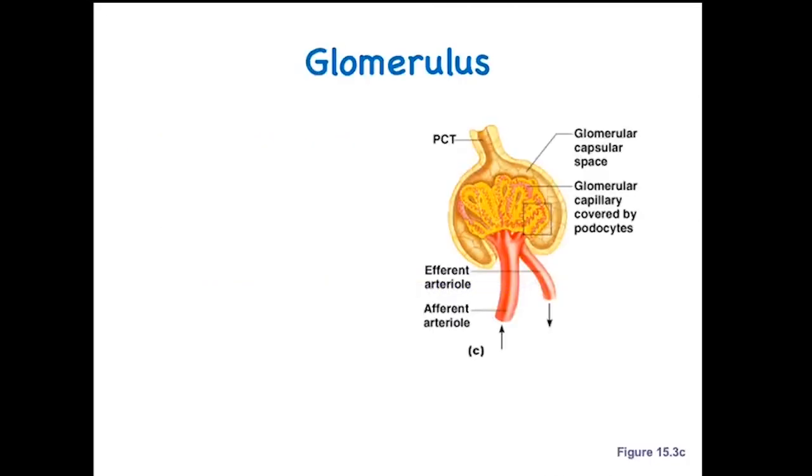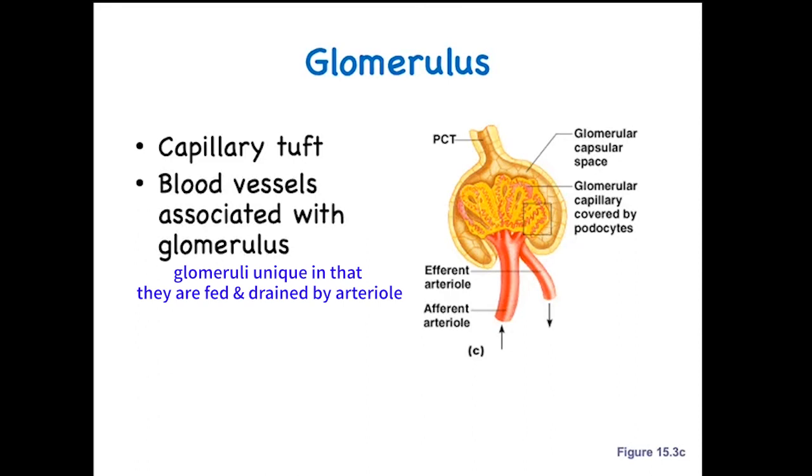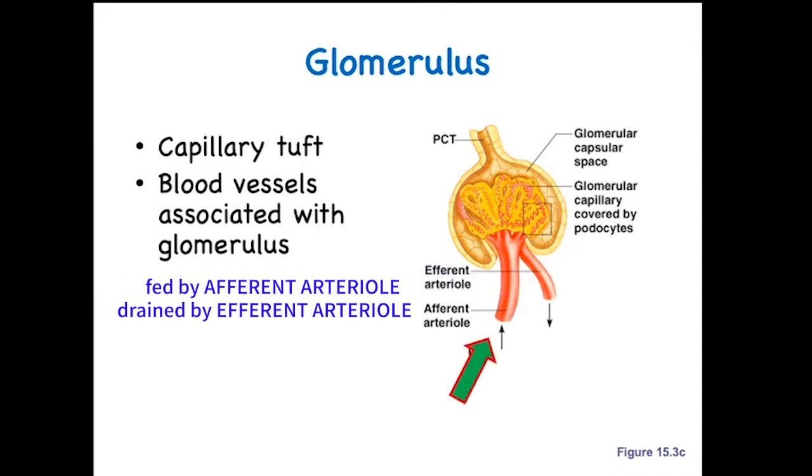Let's take a closer look at the glomeruli. Recall that a glomerulus is a highly fenestrated capillary bed. It is arranged in a ball or a tuft. It is both fed and drained by arterioles. Remember that capillary beds are fed by arterioles and drained by venules. So this is unique. It is fed by an afferent arteriole and drained by an efferent arteriole.